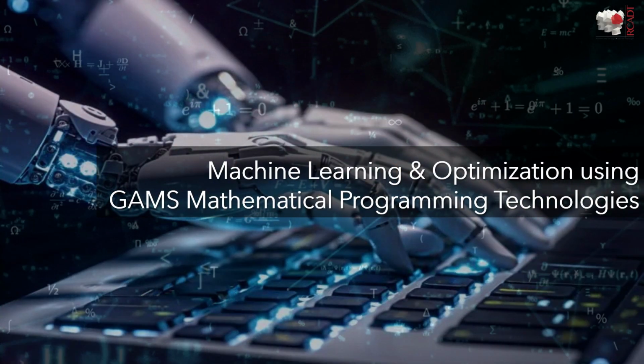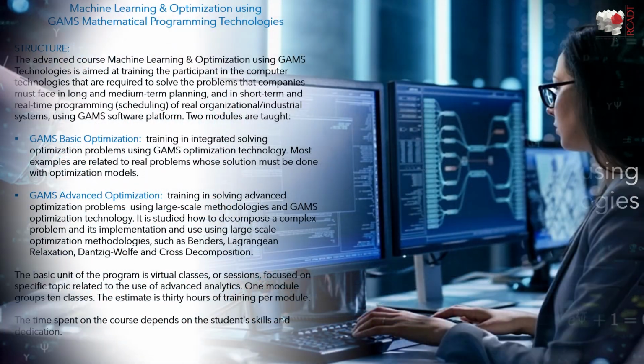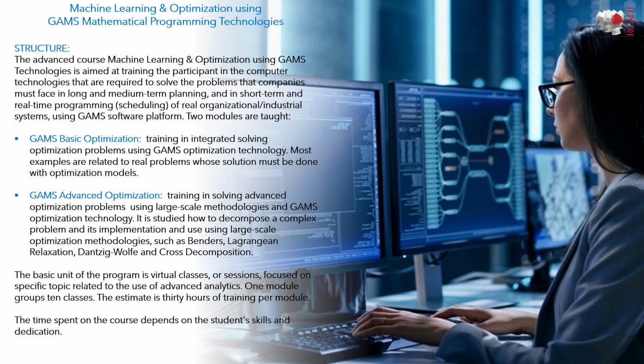Machine Learning and Optimization using GAMS Mathematical Programming Technologies. Structure. The advanced course Machine Learning and Optimization using GAMS technologies is aimed at training the participant in the computer technologies that are required to solve the problems that companies must face in long and medium-term planning, and in short-term and real-time programming, scheduling, of real organizational systems, using the GAMS software platform.